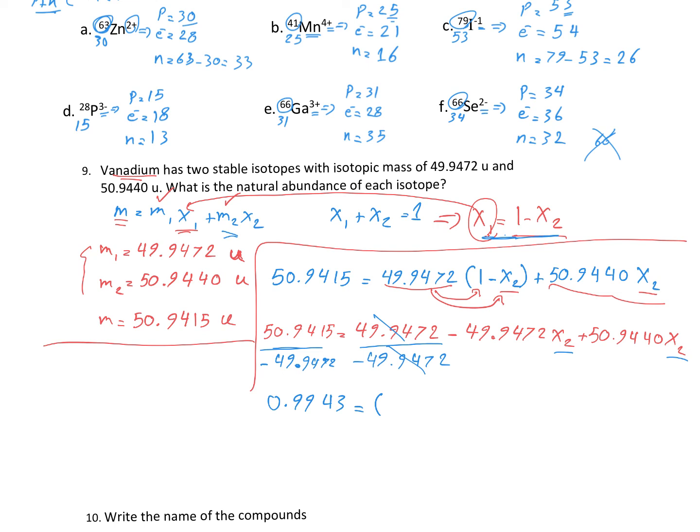So I can just write it like this. So 50, because this one is a plus and this one is negative, I write this one first. 50.9440 minus 49.9472 times x2. See, I have this times x2 and this times x2, so I write the x2 here so I can add these two together.